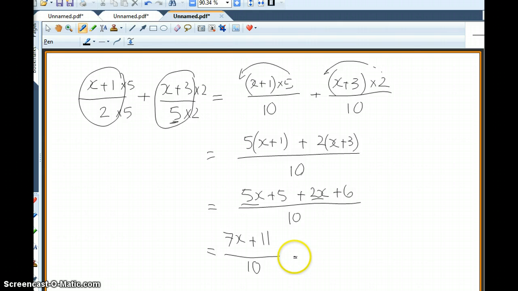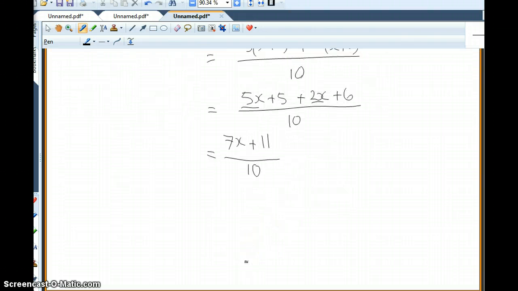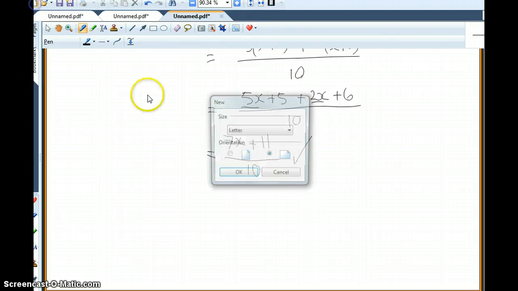Correct. Well done. Any simpler? Can I do anything further? Can anyone simplify that any further? Don't say yes, because you'll embarrass yourself. That's as far as it goes. Okay. Let's do one more.